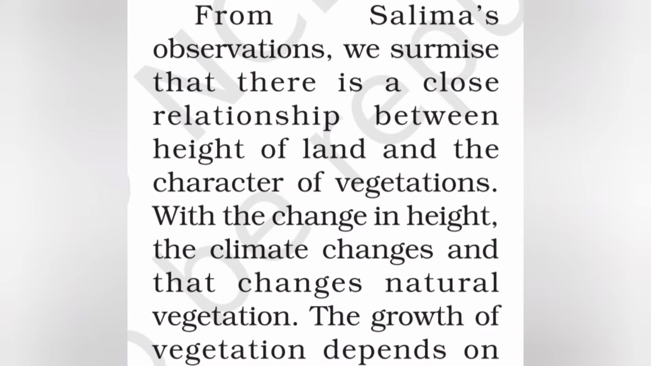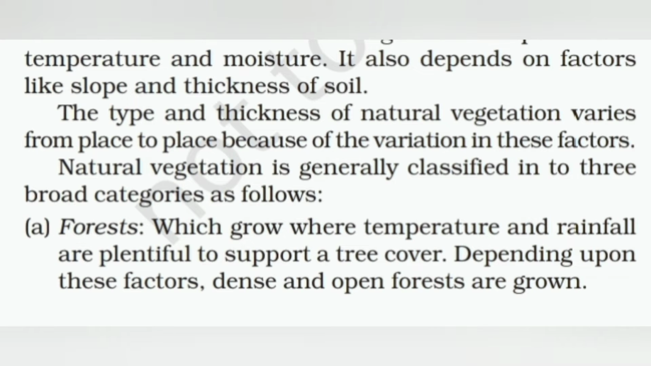From Salima's observations, we surmise that there is a close relationship between the height of land and the character of vegetation. With the change in height, the climate changes, and that changes natural vegetation. The growth of vegetation depends on temperature and moisture. It also depends on factors like slope and thickness of soil. The type and thickness of natural vegetation varies from place to place because of the variation in these factors.